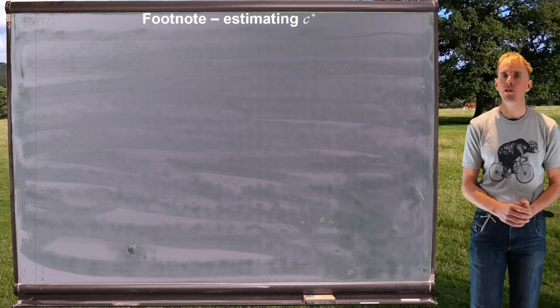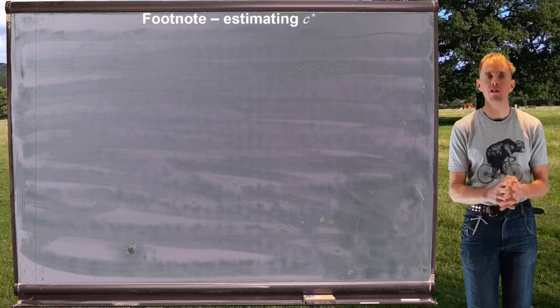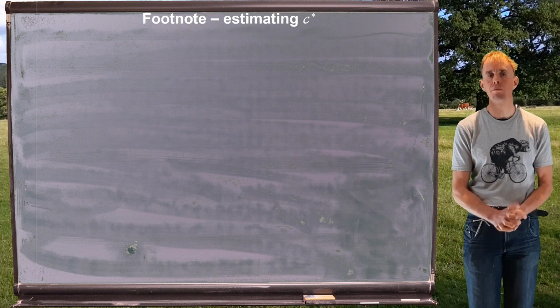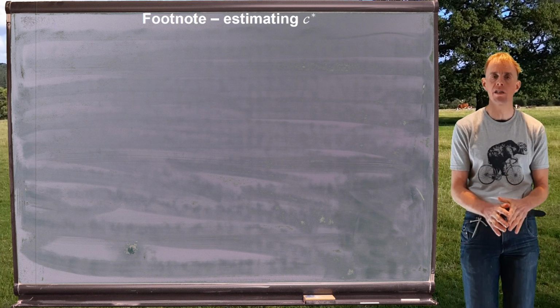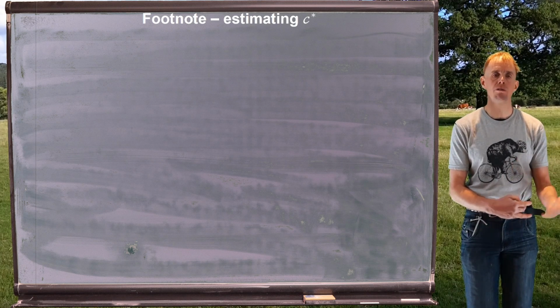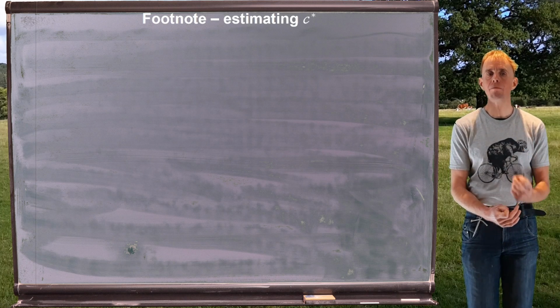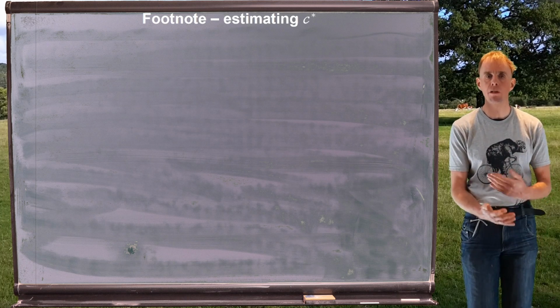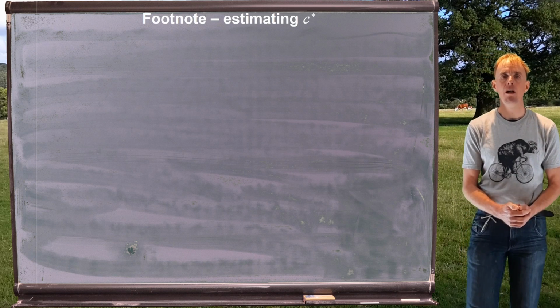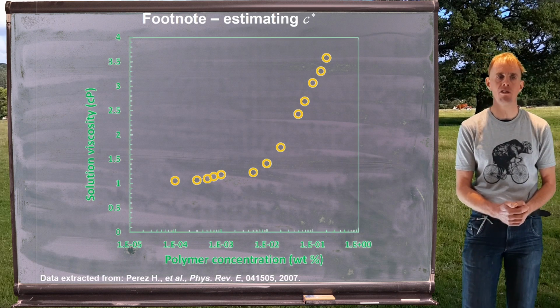So, one final footnote. We have discussed a lot C star, that critical polymer concentration that we can use to demarcate whether or not we're in the dilute, the semi-dilute, or the concentrated regime. We saw a way of estimating C star. It was a reciprocal of the intrinsic viscosity. We can also experimentally determine C star.